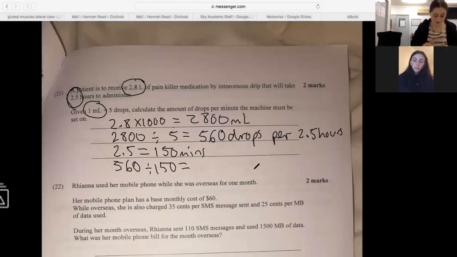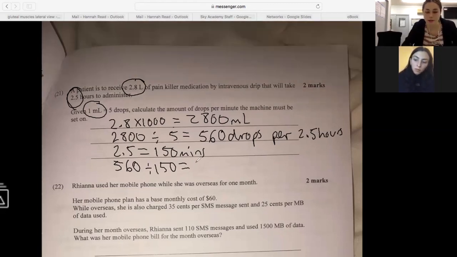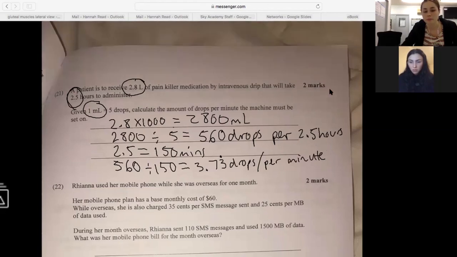But then it gave me something weird. It gave me like 3.73. I feel like that sounds good. Drops per minute, but I don't know if it's supposed to be a whole number, like 4 drops per minute. I don't know, but I can't think of any other way.